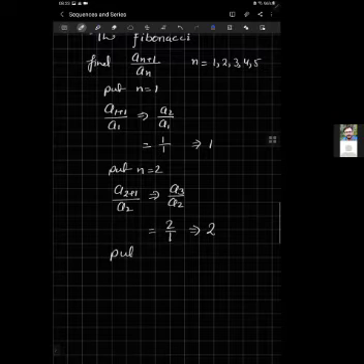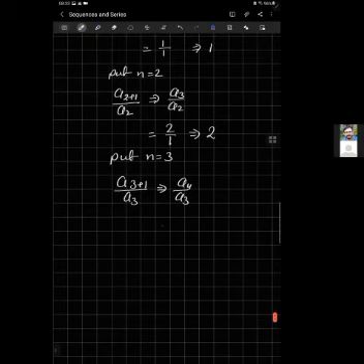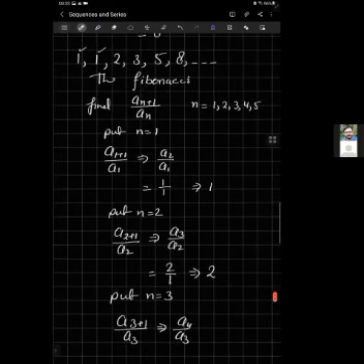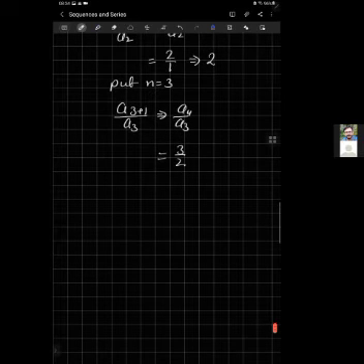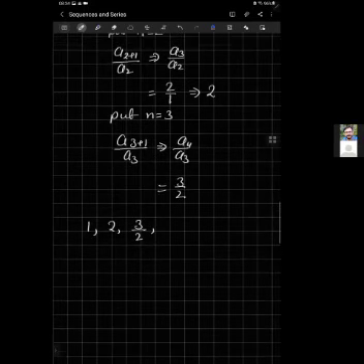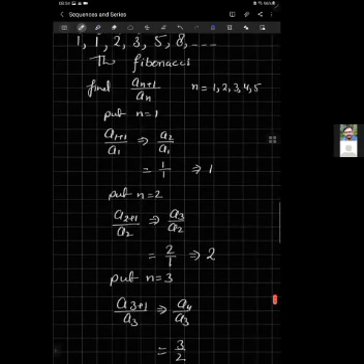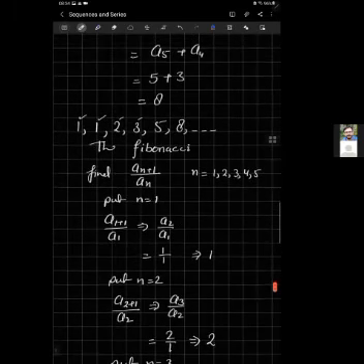One more I am calculating. Put n equals to 3. It will be a(3 plus 1) upon a3. That means a4 upon a3. The value of a4 is 3 upon 2. So we are getting 1, 2, 3 by 2. Further, if I want to write, then directly I can write 5 by 3. Successor upon predecessor, it is going 8 by 5.